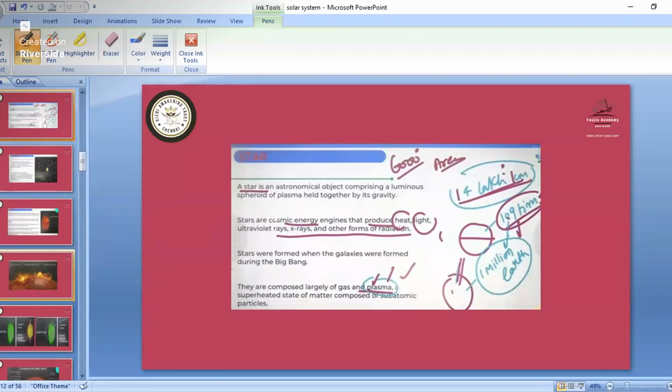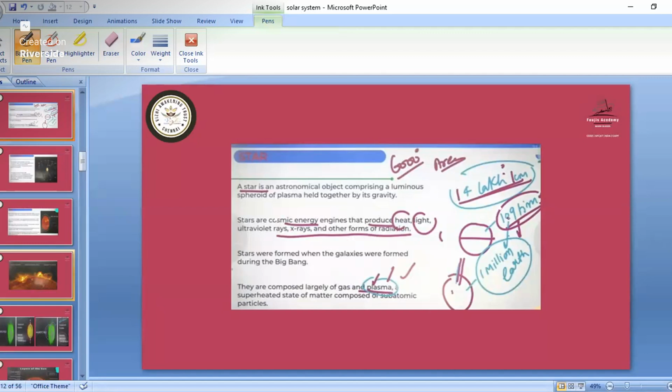And see, if we study about this, a star is an astronomical object comprising a luminous spheroid of plasma held together by its gravity. So that is held by gravity. And the fourth state of matter is plasma. Inside the sun we have hydrogen. Two hydrogen nuclei are joining and fusing and making helium. So inside, the sun is like a fireball. Due to that, the fourth state of matter is taking place, that is known as plasma. So stars are composed largely of gas and plasma, superheated states of matter composed of subatomic particles. Stars were formed when the galaxies were formed during the Big Bang. And stars are cosmic energy engines that produce heat, light, ultraviolet rays, X-rays, and other forms of radiation.